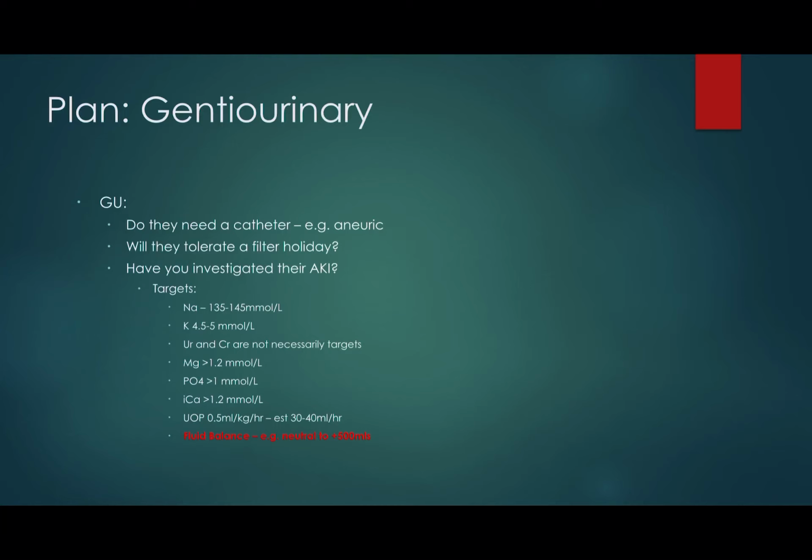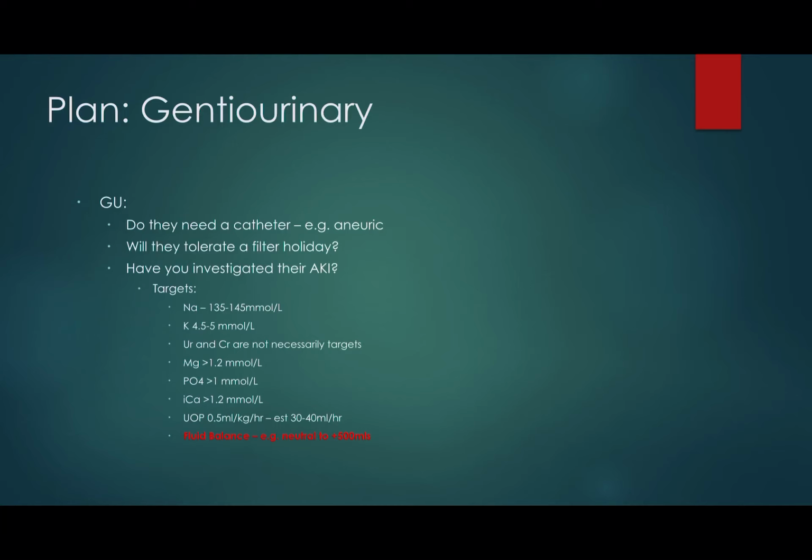Ionized calciums are important when thinking about vascular tone, so if you've got a patient who's on noradrenaline, make sure that their ionized calcium levels are appropriate, otherwise you might find that they become relatively more resistant to these vasopressors. In terms of urine output, you want to try and aim for 0.5 ml per kilo per hour, which roughly translates to 30 to 40 mils in the average adult.